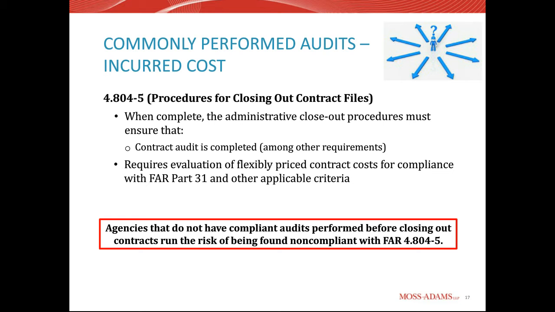So we're really looking at this clause. This is where both the prime contractor and the agency would probably just like to close out all these contracts, but they can't because they have to follow the regulations. And the regulations say that before they can close it out, a contract audit has to be completed. Part of that requires evaluation of flexibly priced contract costs for compliance with FAR Part 31 and other applicable criteria. So flexibly priced contracts include more than just cost-type contracts. They include, as we said before, time and material, labor hour, and other contracts where part of the contract price is based on actual hours or actual costs.